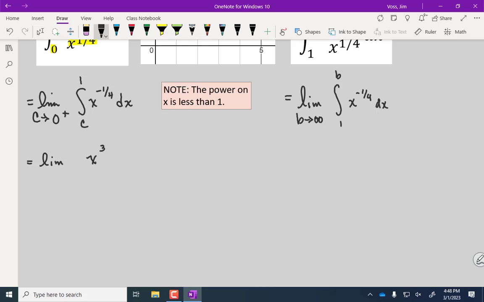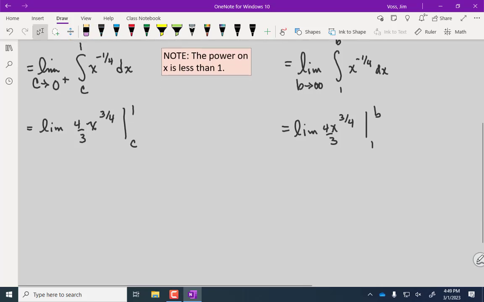x to the 3/4 multiplied by 4/3, from c to 1. Same antiderivative. Different limits. Plug in limits of integration. And we can factor out the constant. Let's factor out the 4/3 here. It's easier to evaluate limits when there's less clutter.